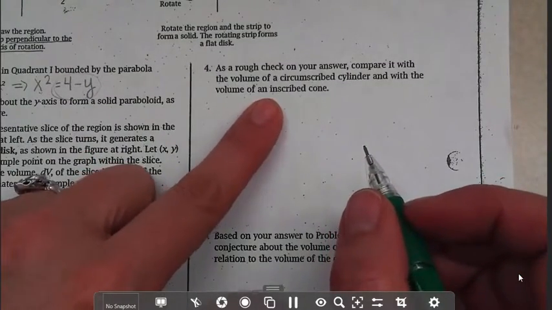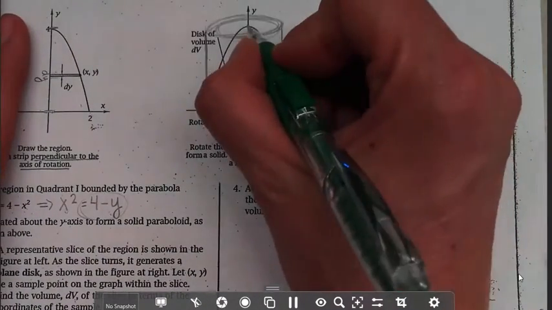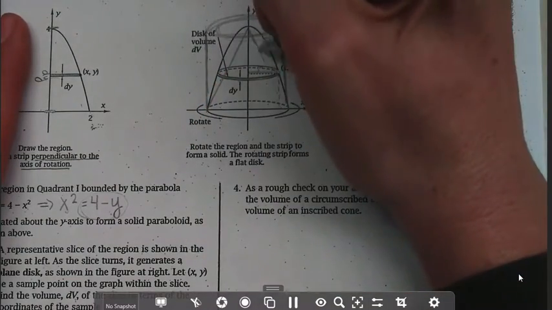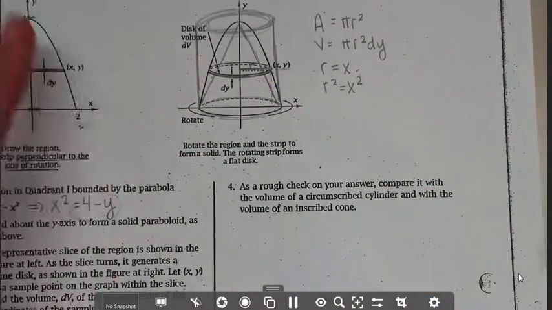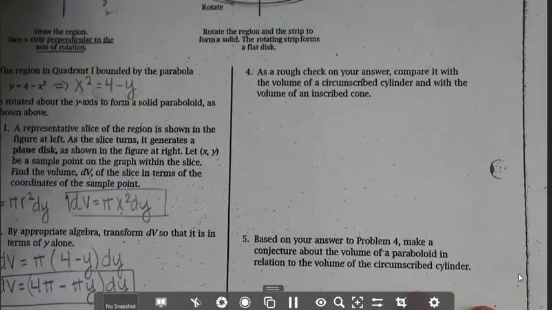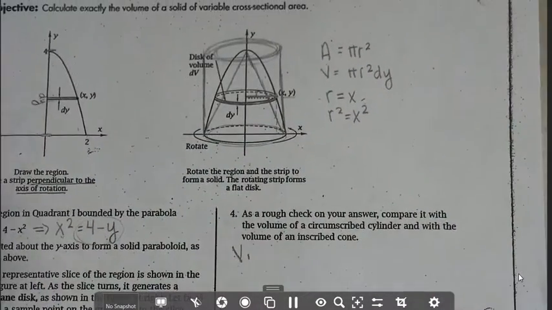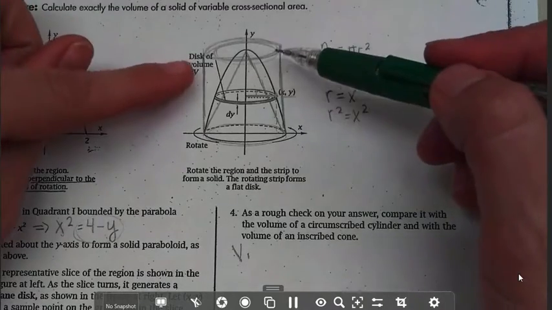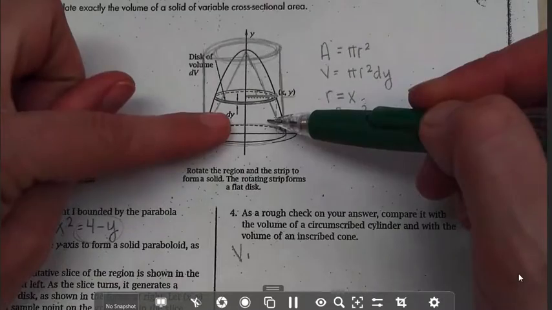And then with the volume of an inscribed cone. An inscribed cone is on the inside, so it looks something like this. Okay, so I've got a circumscribed cylinder and an inscribed cone. So let's start with the volume. And we can make a conjecture here. What do we think? The volume of this paraboloid is going to be somewhere between the volume of the circumscribed cylinder and the volume of the inscribed cone.